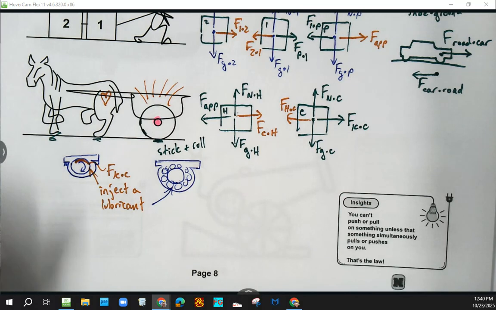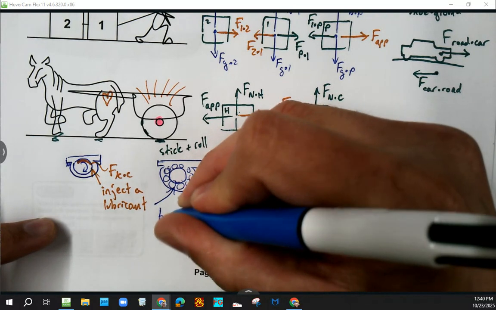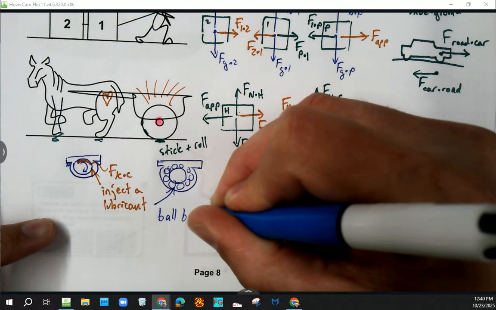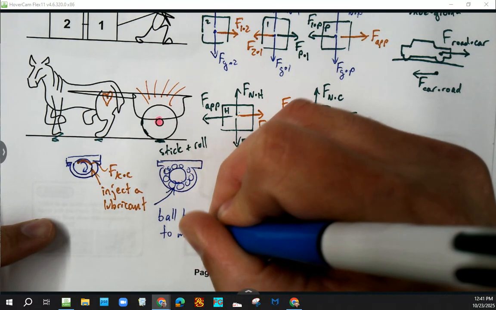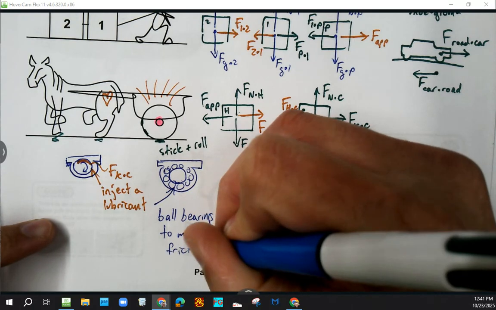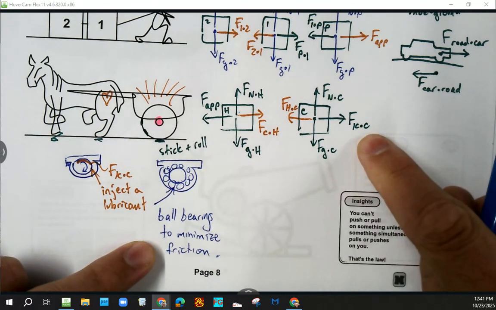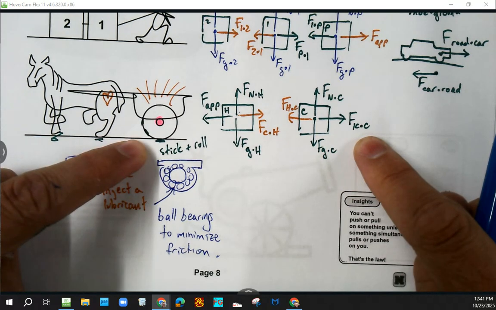So we always get in the lubricant, and really the lubricant's in there to diminish friction. So let's make a little note of that. Ball bearings to minimize friction. Okay, that's where the kinetic friction is happening though, right in the axle. It's not because the wheel is sliding like a sled along the ground.